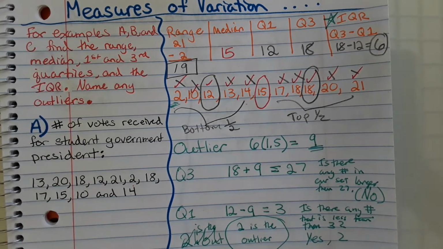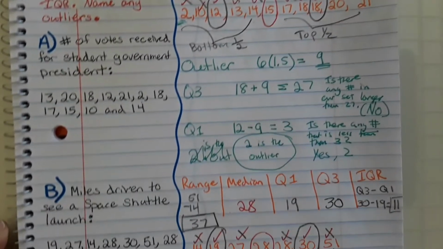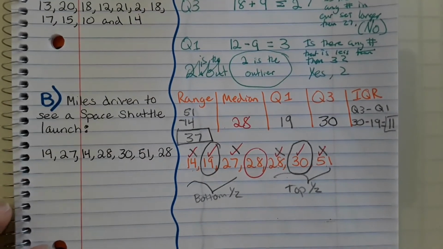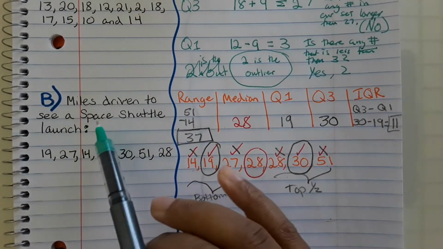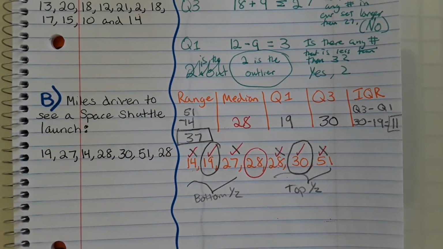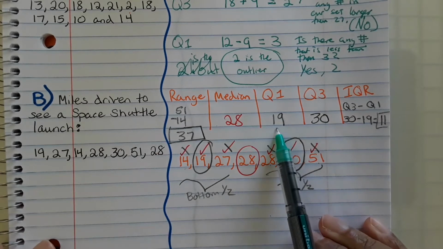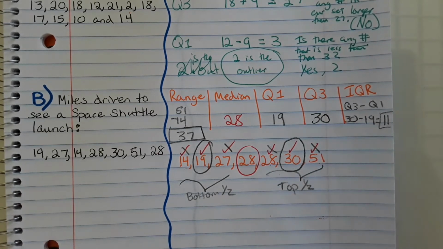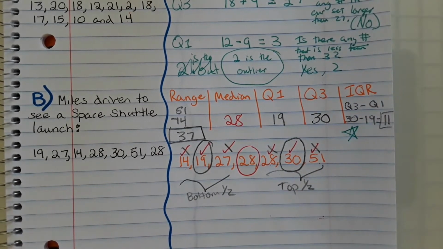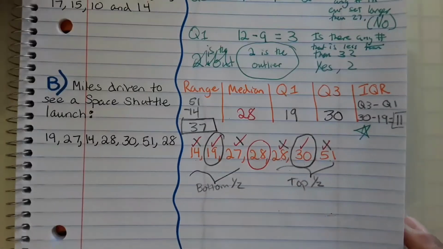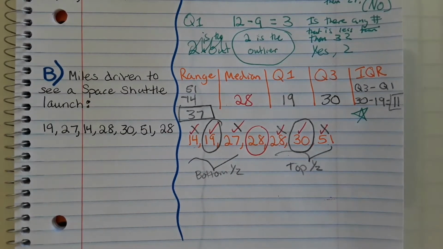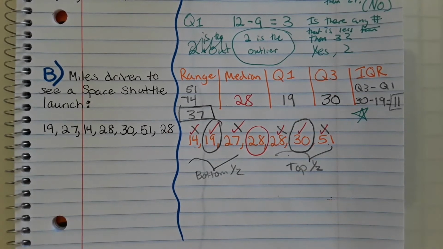All right, we've got 2 more examples to practice with. So let's do that. All right, example B. Example B, we were looking at miles driven to see the space shuttle launch. Again, we found our range already, our median, quartile 1, quartile 3, and our IQR. Again, the IQR is the one we need to figure out what is going to be that magic number that's going to help us identify who is on the outside, so our outliers.